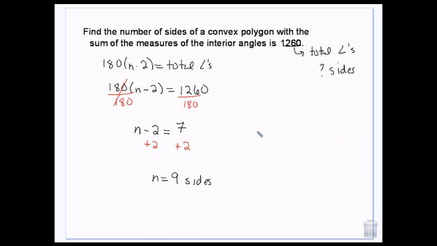Okay, so if you want to do this without algebra, you're going to take your total, divide it by 180, and then add 2.